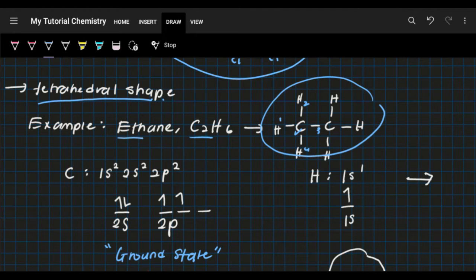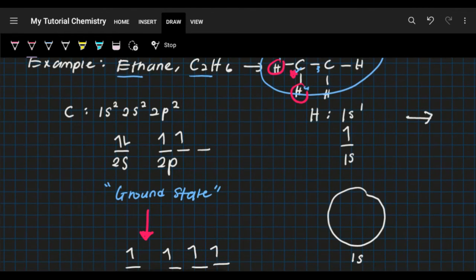Okay, it depends on the number of electron domains. Now, which atom will undergo hybridization? Remember that the terminal atom does not undergo hybridization. Only the central atom undergoes hybridization.